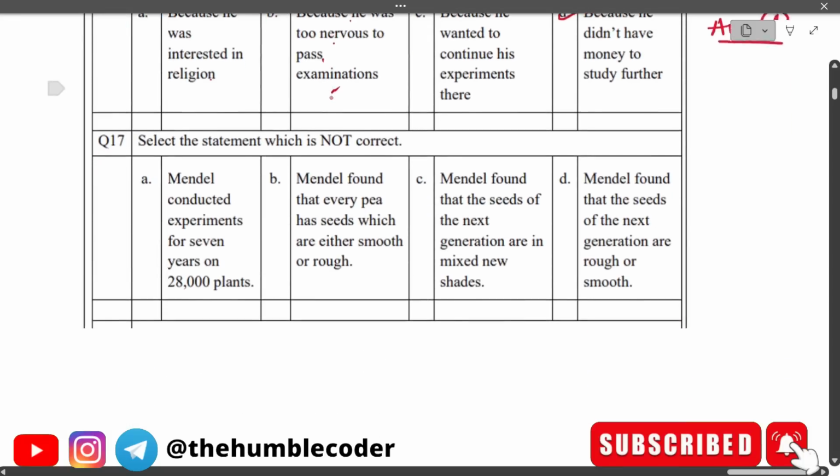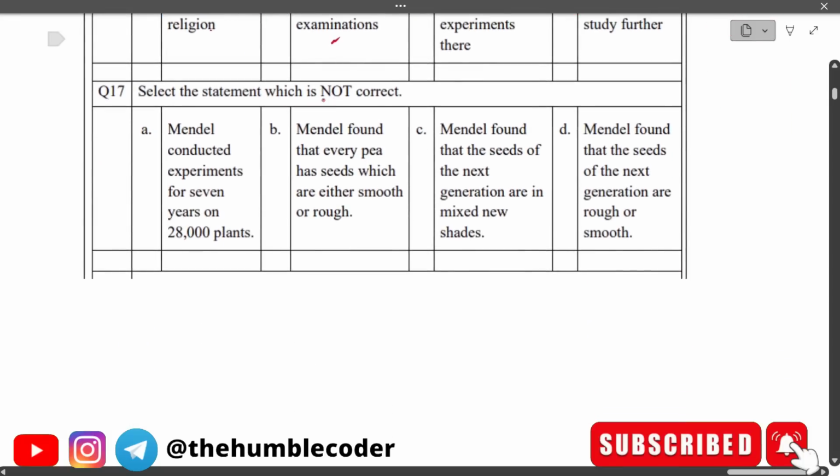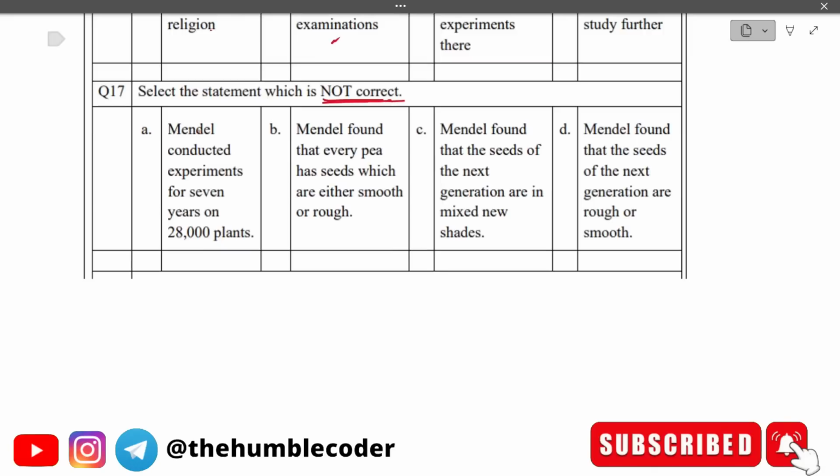Okay, the next question is, select the statement which is not correct. Okay, just make sure that you are selecting a statement which is not correct from the passage. Let's read the statements that we have. Mendel conducted experiments for 7 years on 28,000 plants. Okay. Mendel found that every pea has seeds which are either smooth or rough. Mendel found that the seeds of the next generation are in mixed new shades. And the option D is Mendel found that the seeds of the next generation are rough or smooth.